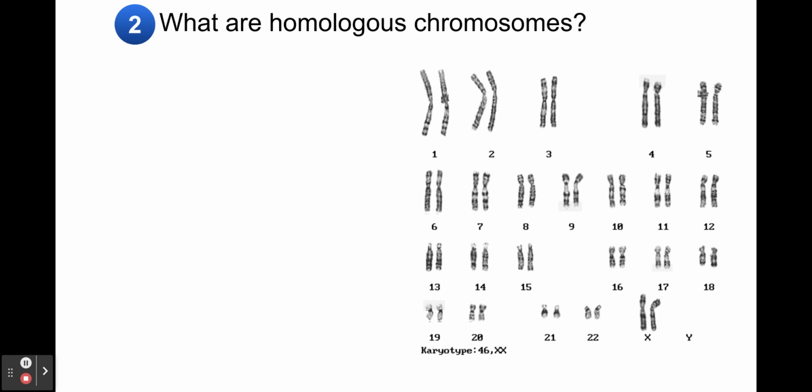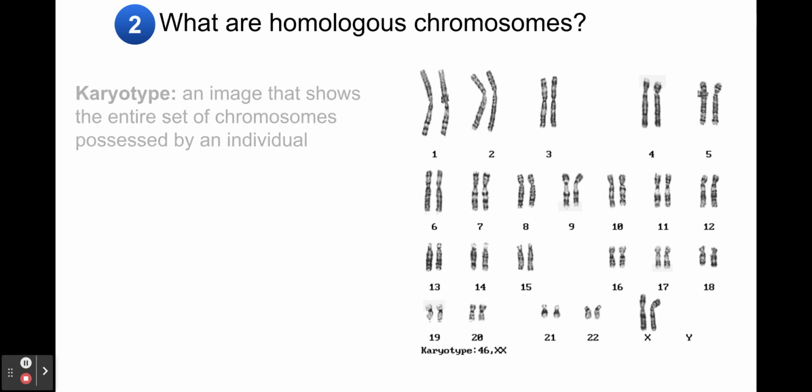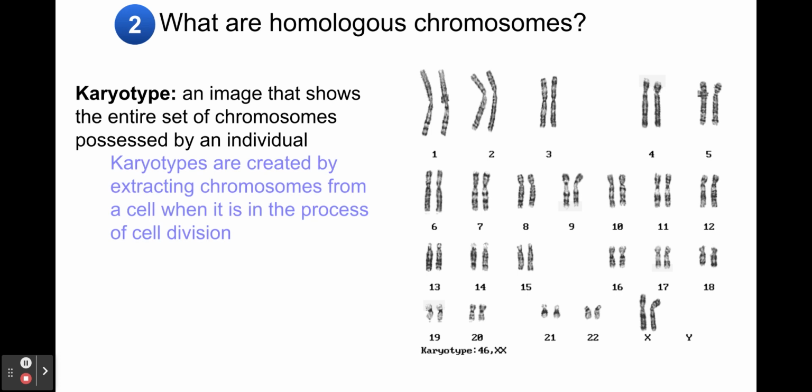Some more vocabulary. What you're looking at is a picture of chromosomes. This is called a karyotype. This is actually a photograph that shows the entire set of chromosomes possessed by an individual. So this is a human karyotype, and what you can see in this karyotype are the 46 chromosomes that this individual has in every single one of their cells.